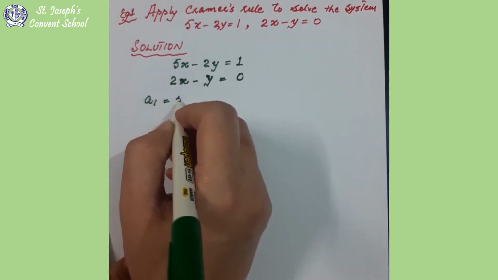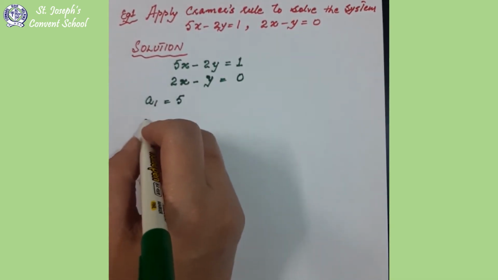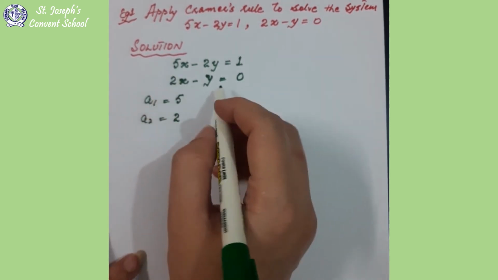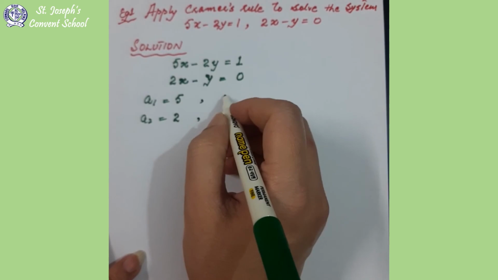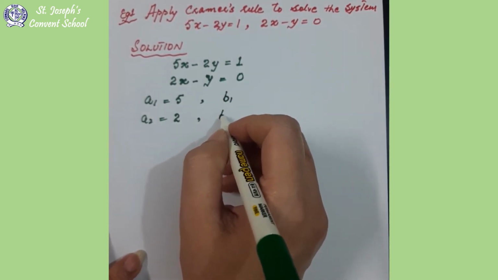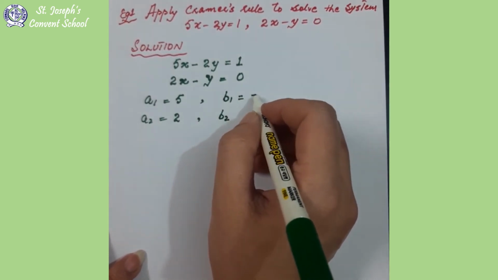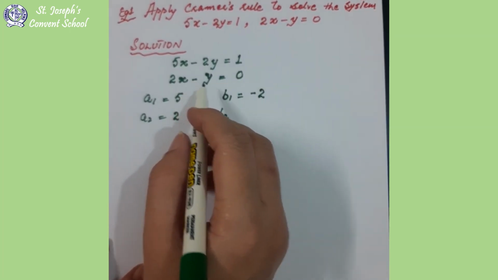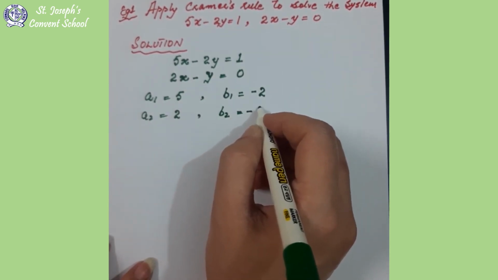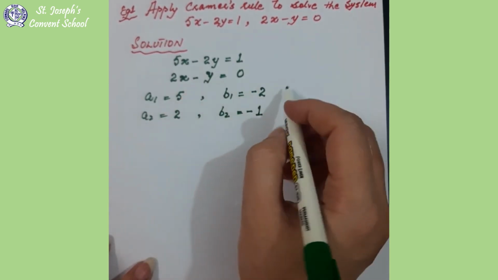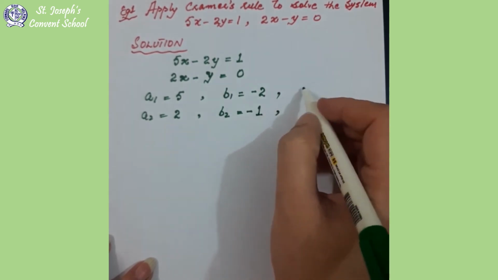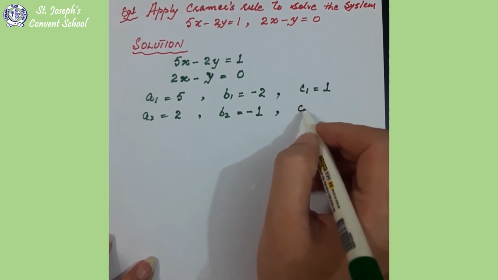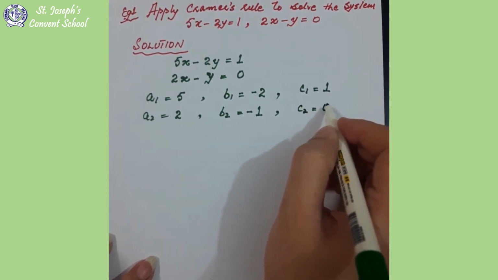A1 is 5 and A2 is 2. Coefficient of x is A1, A2. Coefficient of y is B1, B2. So B1 is minus 2, with the sign you'll write. B2 is minus 1; it is understood that the coefficient is 1. Then C1, C2 are the constant numbers after the equals to sign: C1 and C2, 1 and 0.